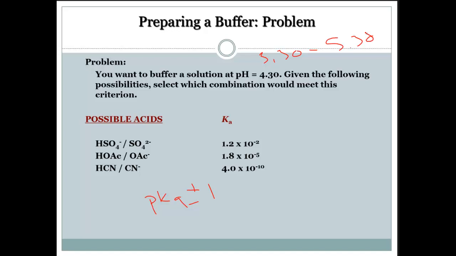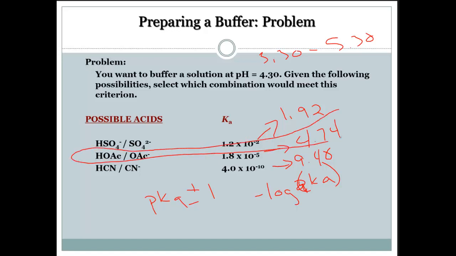So what I'm going to do is I'm going to take the negative log of each of these. Negative log of each Ka. So the first one, 1.2 times 10 to the negative 2, when I take the negative log of that, I get 1.92. The second one, when I take the negative log, I get 4.74. And the third one, when I take the negative log, it comes out to be 9.40. As a result, the acetic acid and acetate are the most likely pair.